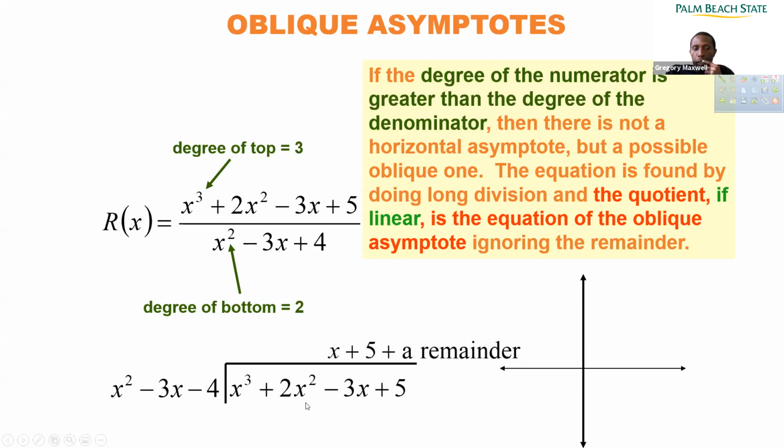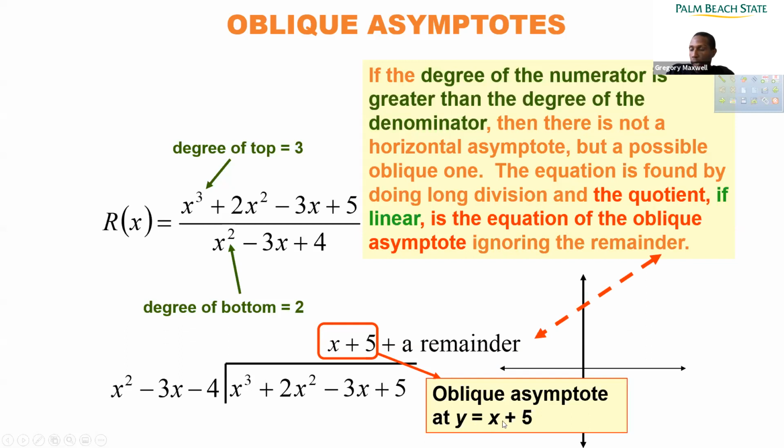So when you do the division, how do you find the oblique asymptote? You divide the numerator by the denominator, and then the quotient will be the expression for the oblique asymptote. The quotient should be a line, a linear expression. The equation of that line, y equal to that linear expression, will be your oblique asymptote.